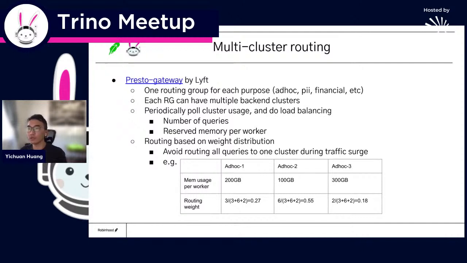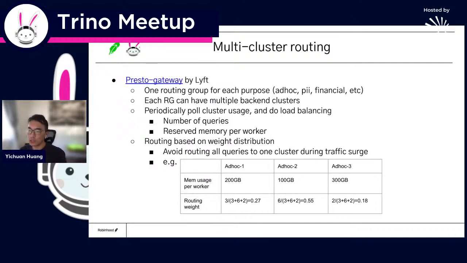There are two metrics we have been using. One is the number of queries running on each cluster. The other is the average reserved memory per worker on each cluster. So we were using that to determine which cluster to route the query to.